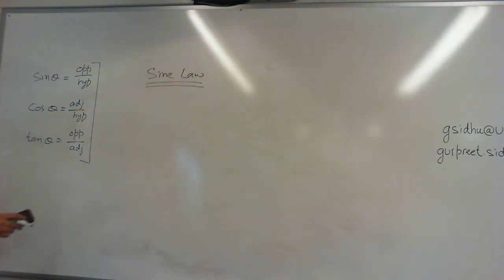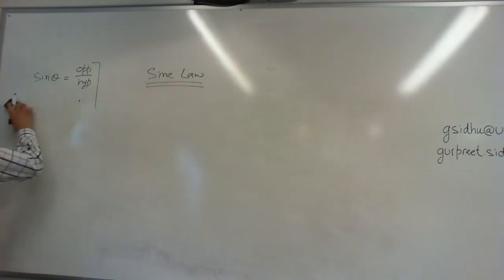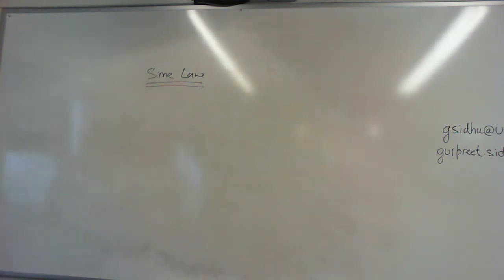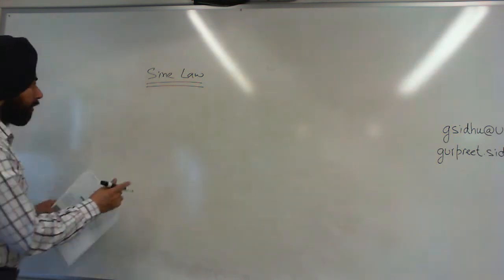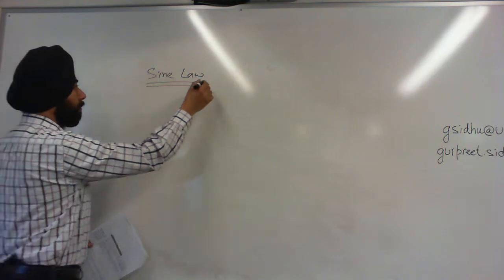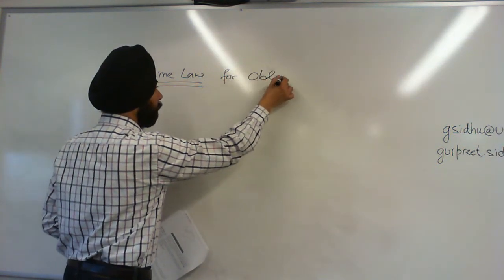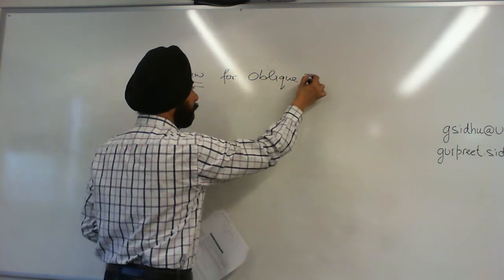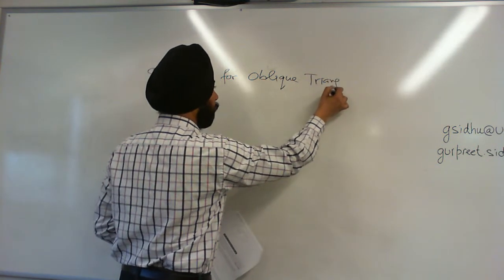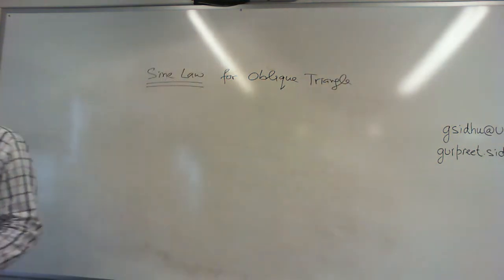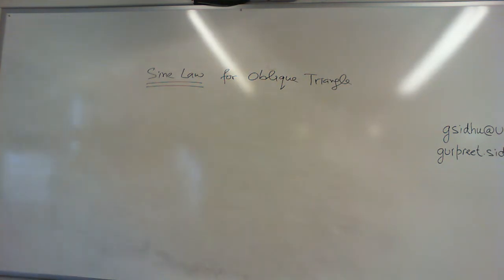Sine law is good for any kind of triangle, even if it's not a right angle triangle. And any triangle that is not a right angle triangle is called an oblique triangle. So this is good for oblique triangle. An oblique triangle is a triangle that's not a right angle triangle. And what is this sine law?